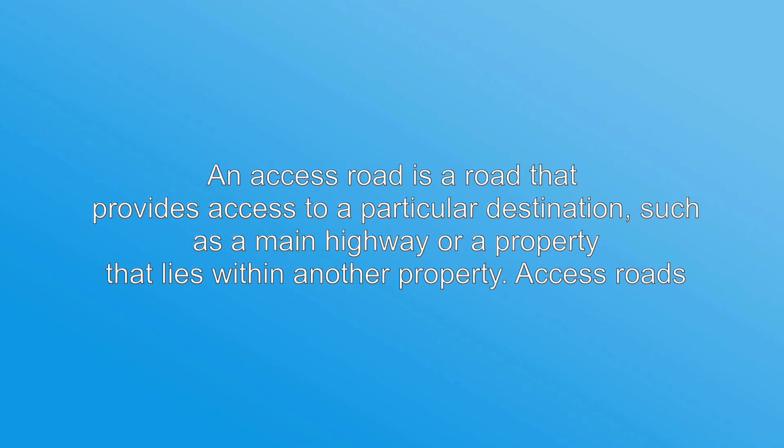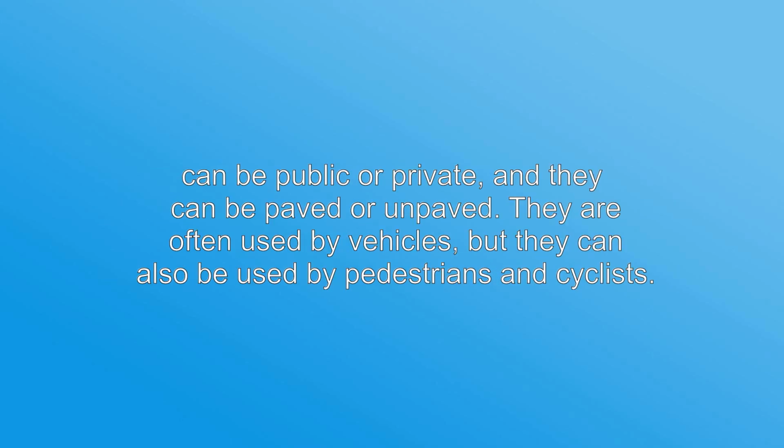An access road is a road that provides access to a particular destination, such as a main highway or a property that lies within another property. Access roads can be public or private, and they can be paved or unpaved. They are often used by vehicles, but they can also be used by pedestrians and cyclists.